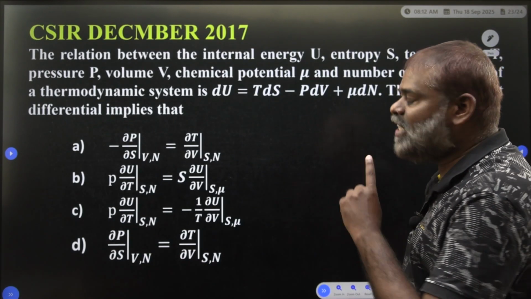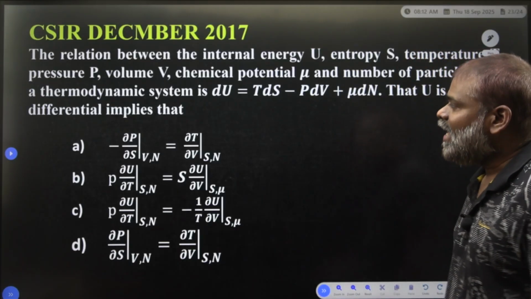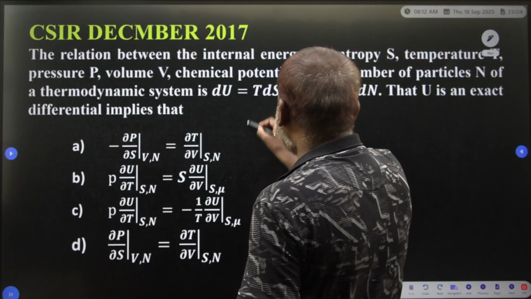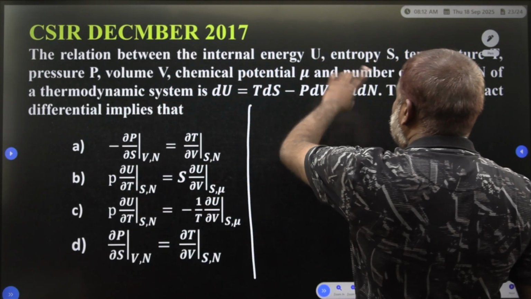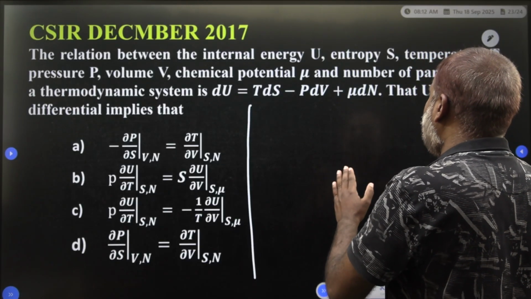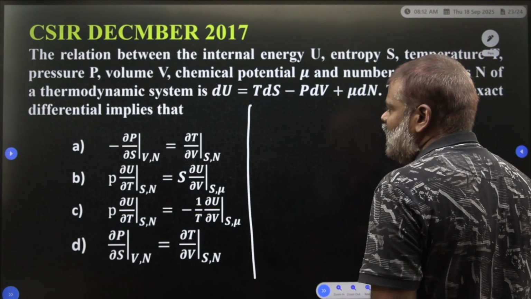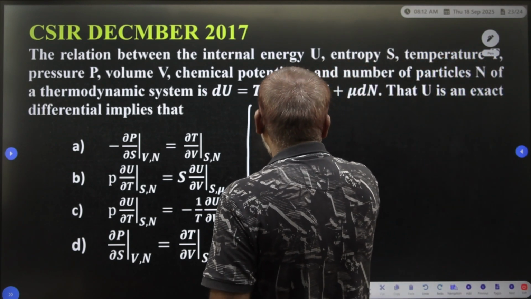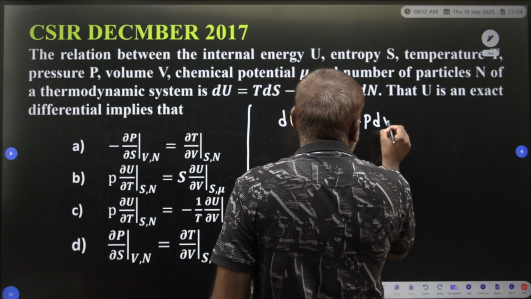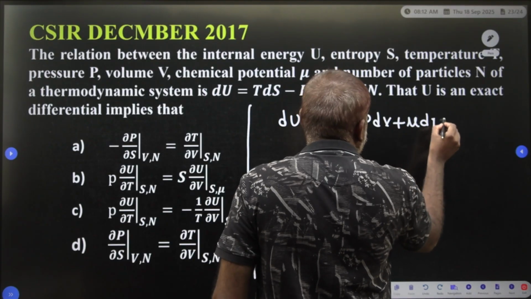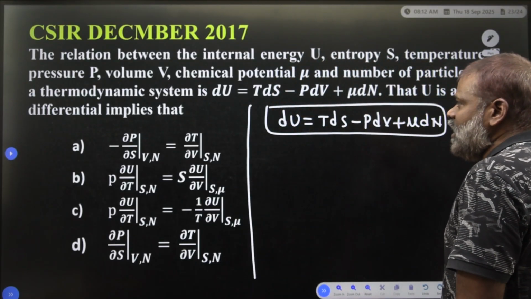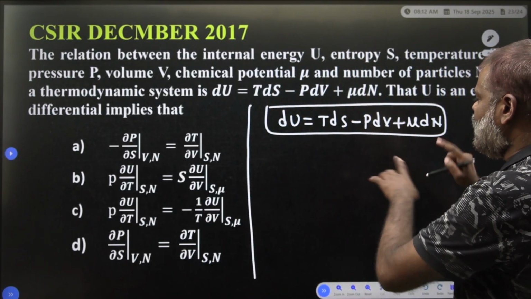How might you get questions in your competitive examination? In CSIR December 2017, there was a question on the relation between the internal energy, entropy, temperature, pressure, volume, chemical potential and number of particles of a thermodynamical system. They give dU equals TdS minus PdV plus mu dN. This is the internal energy equation, including the chemical potential. So that's why this equation can come.